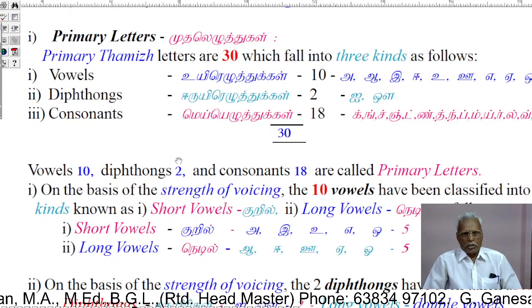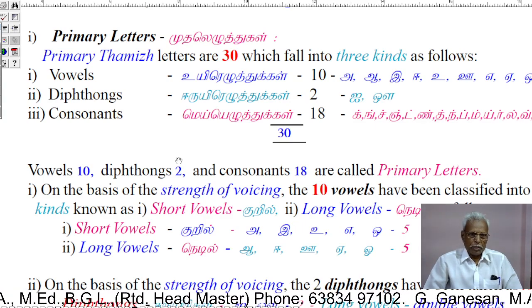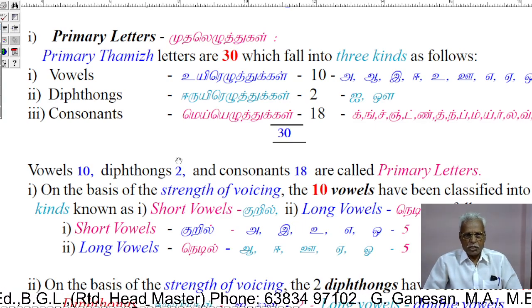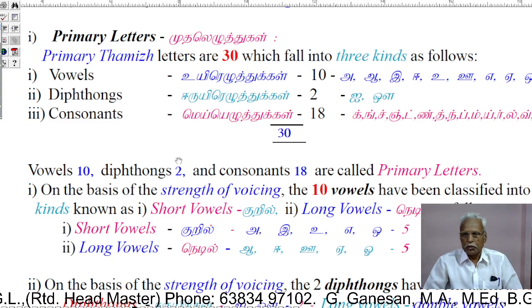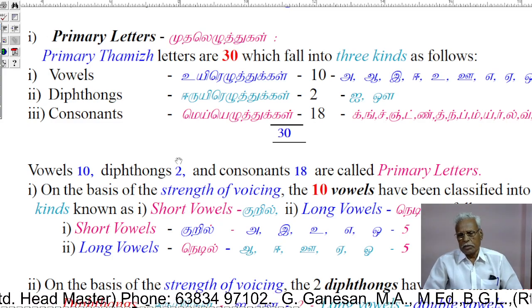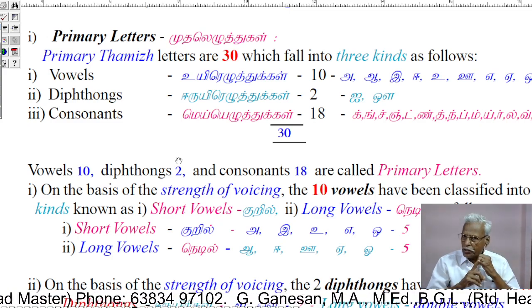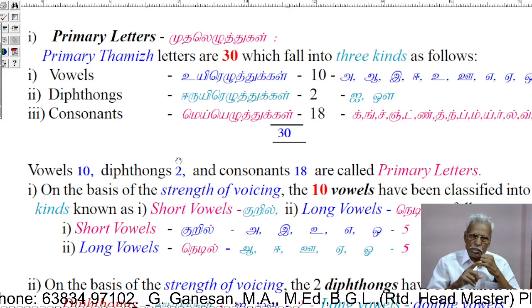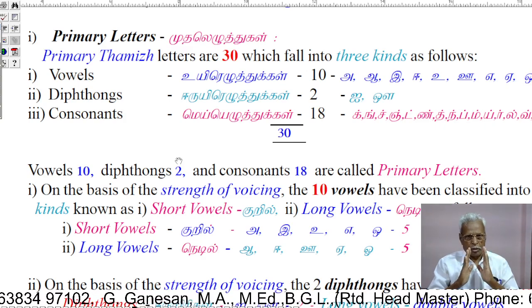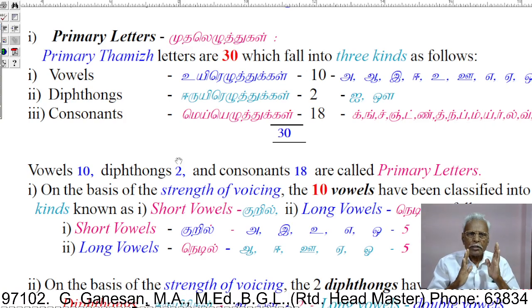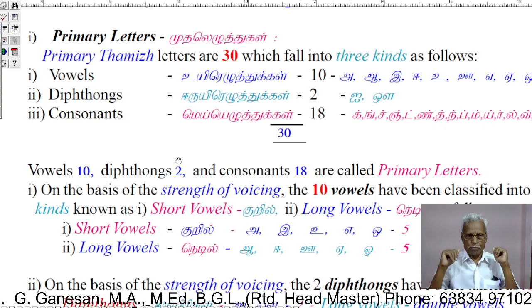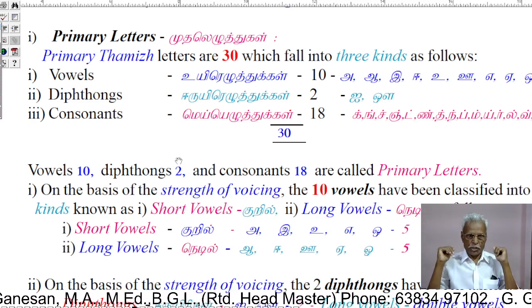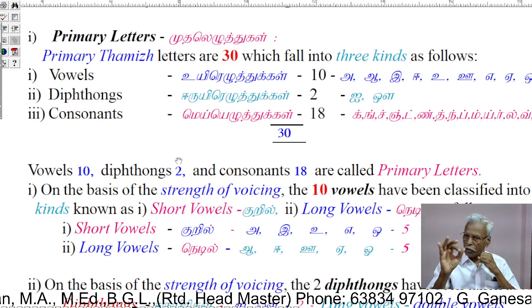What are primary letters? முதல் எழுத்துக்கள். Primary Tamil letters are 30, which fall into three kinds as follows. That is, there are 30 primary letters, the first letters. These 30 letters fall into three kinds.